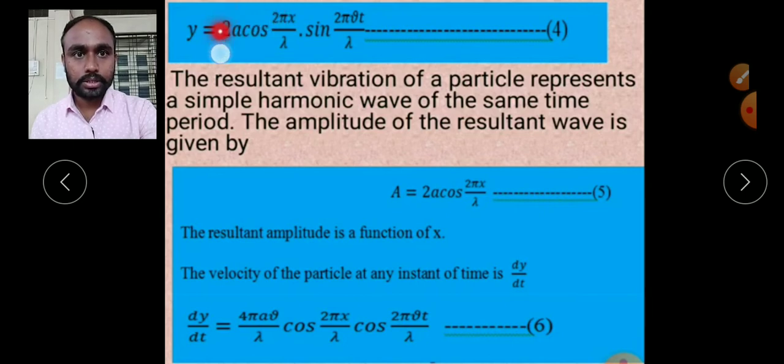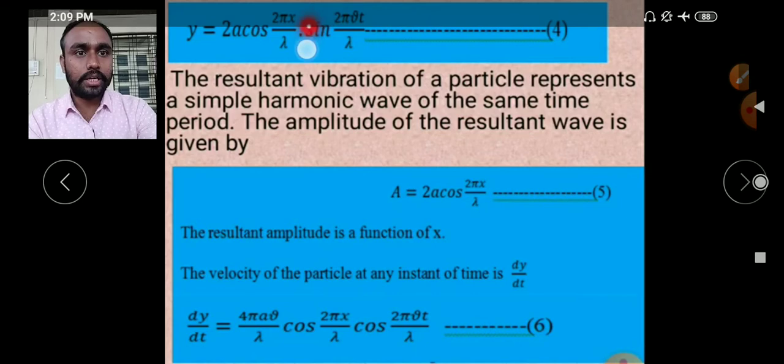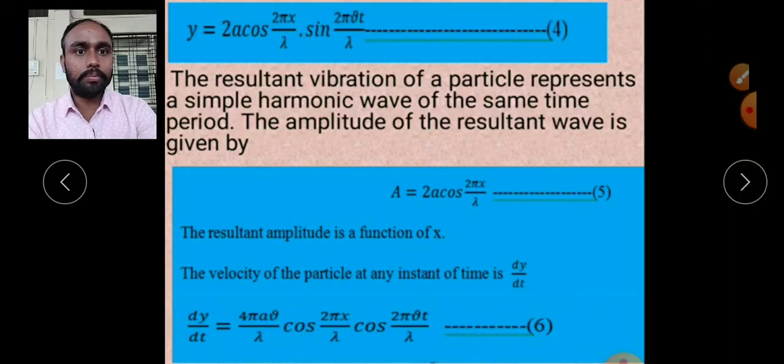Now look at this: the complete 2a cos 2 pi x by lambda is the amplitude, and this particular thing will be the wave part. Remember, always the part in an equation which is except t is the amplitude, and the remaining t part is the wave part. So here the resultant wave, the stationary wave, has amplitude 2a cos 2 pi x by lambda. Instead of that we can write capital A, so we can rewrite our equation as y is equal to capital A sin 2 pi Vt by lambda. That is the displacement equation for the stationary wave.